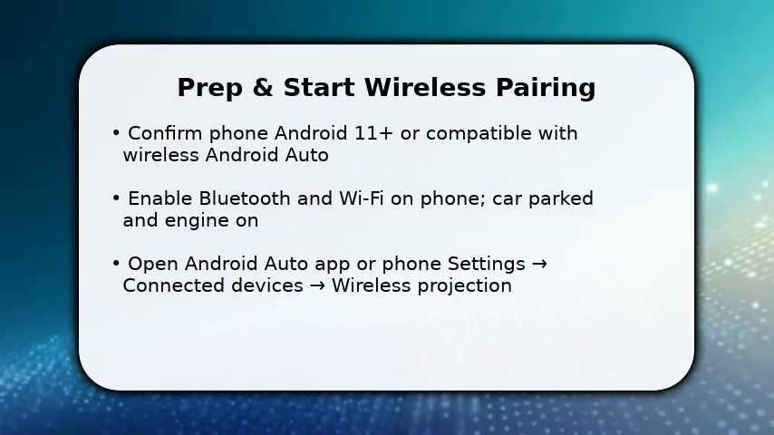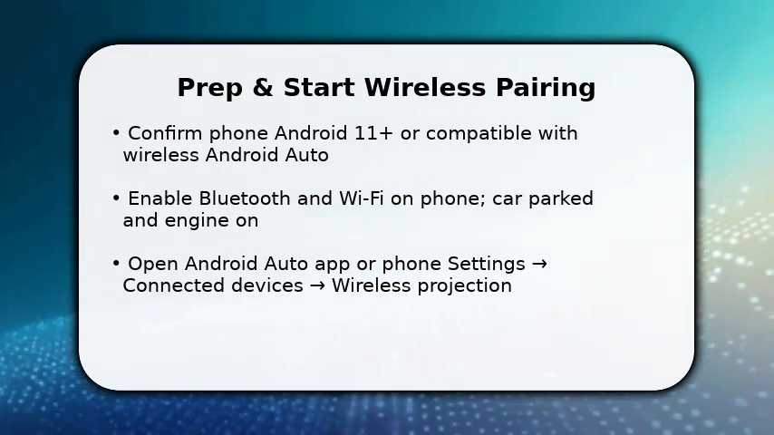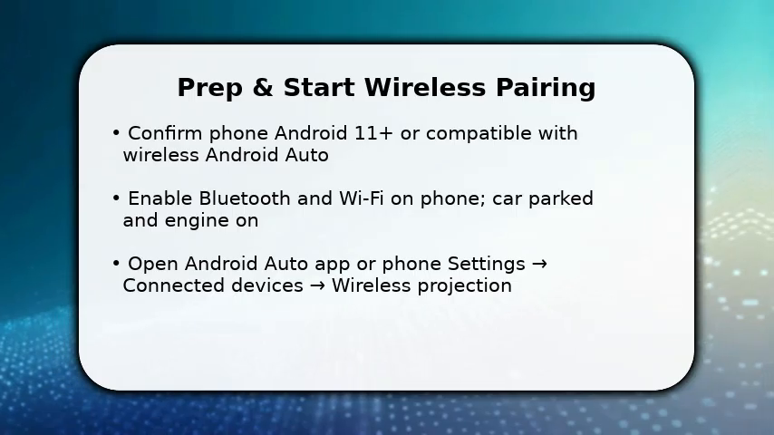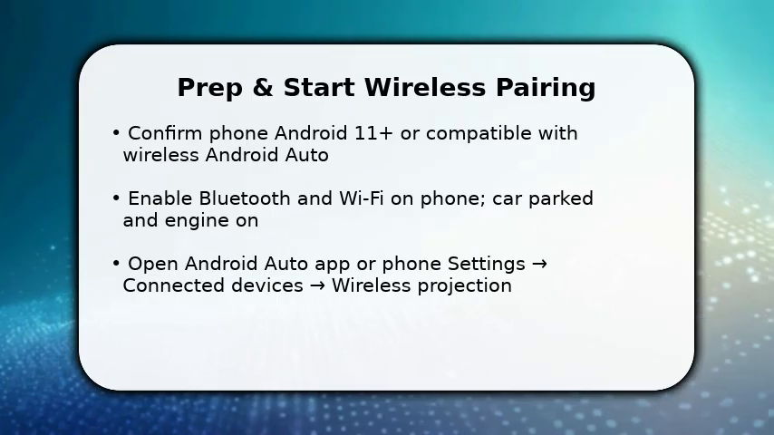You begin by checking compatibility and turning on both Bluetooth and Wi-Fi. This creates the link Android Auto needs. Next, make sure your car is awake and in park so the head unit will accept a new connection.